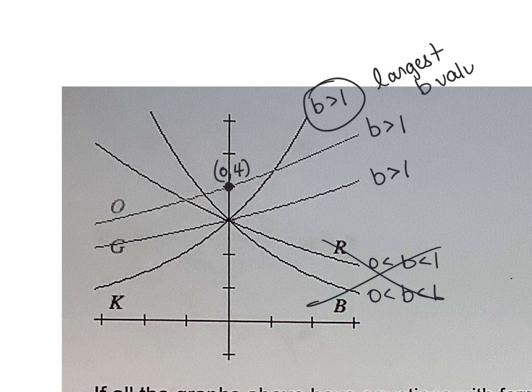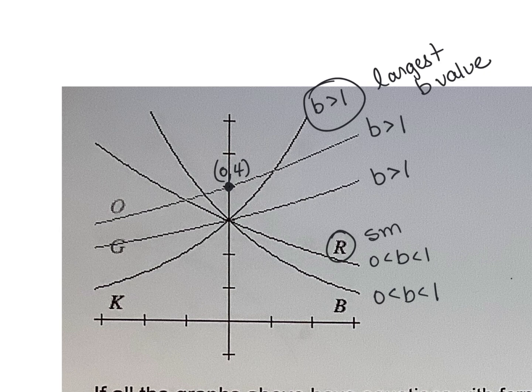And then when I'm looking back here at the smallest B value, of course, the other two that have B greater than 1 won't work. So I'm looking then at R and B. If I'm looking at the smallest, these two, again, are between 0 and 1. And what I'm asking is which one grows more slowly. So that's going to be the very smallest one. The one that is almost leveled out is going to be R. That's going to be the smallest B value.